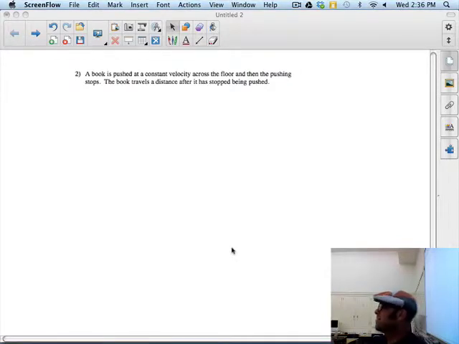A book is pushed at a constant velocity across the floor and then the pushing stops. The book travels a distance after it stops being pushed.